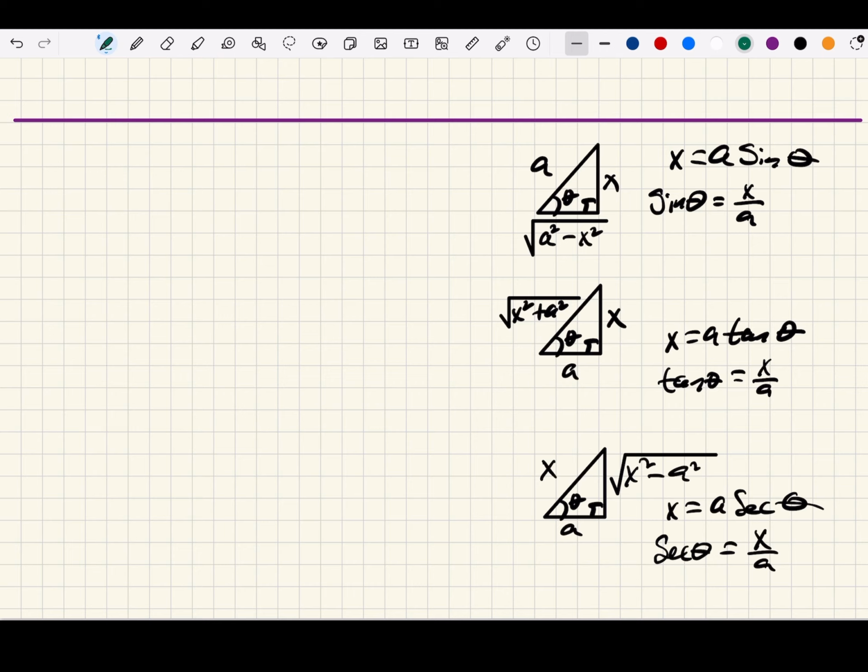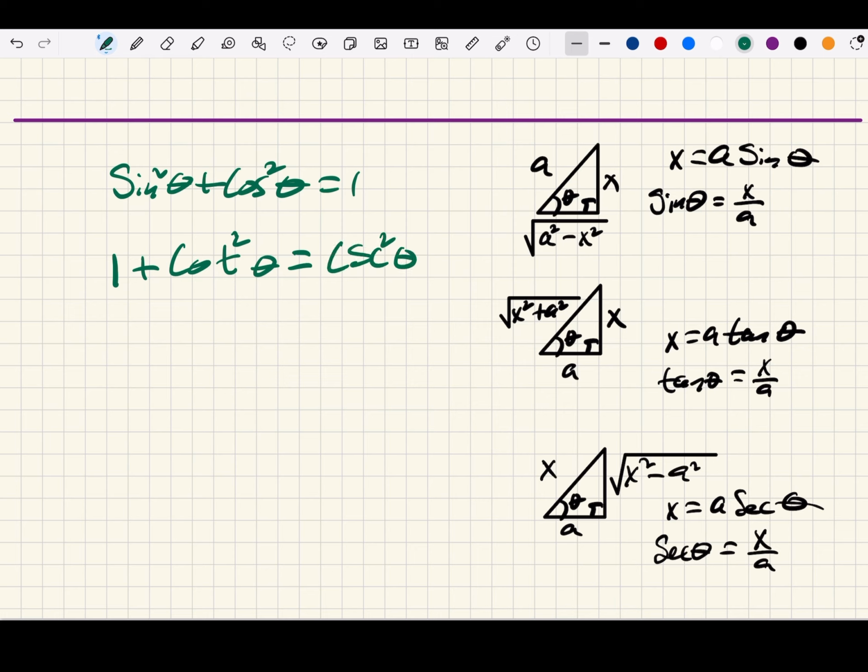All you've got to do is remember the first one: sine squared theta plus cosine squared theta equals 1. You really don't have to remember the others, because all you've got to do is divide by sine squared and cosine squared to get the other two, right? If I divide both sides by sine squared, I have 1 plus cotangent squared theta equals cosecant squared theta. If I divide both sides by cosine squared, I have tangent squared theta plus 1 equals secant squared theta. So I don't really have to remember those either. But we are going to use them.